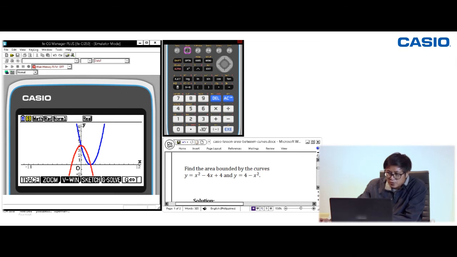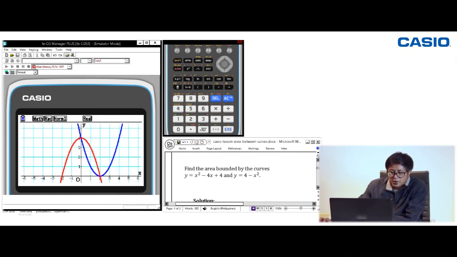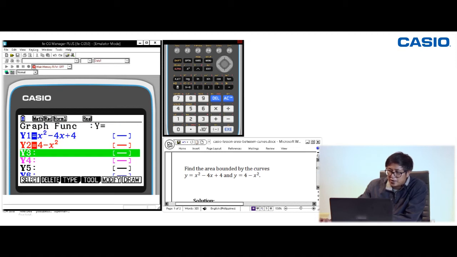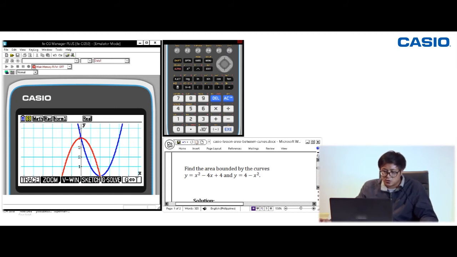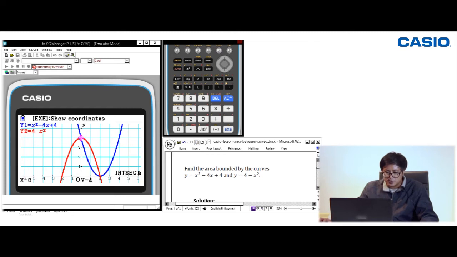So let's zoom in for a better view. See, the one in red is at the top of the blue graph. So the red one is 4 minus x squared. Then to solve the points of intersection, last video we have that, so we can get the exact x-coordinates of the points of intersection. So let's have the one is 0, the other is 2. The upper limit is 2, the lower limit is 0.